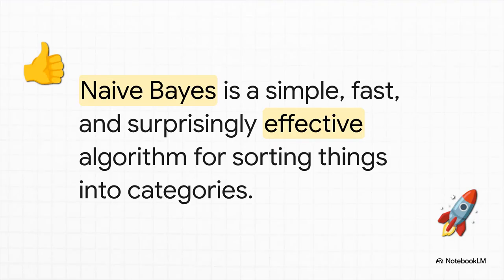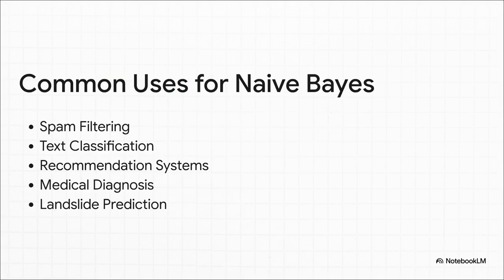Despite having naive in its name, this thing is an absolute workhorse in machine learning. It's famous for being incredibly fast, super simple to implement, and shockingly good at classification, which is just a fancy term for sorting things into different buckets. And I guarantee you've run into it out in the real world. It's the kind of thing that powers the spam filter in your email, helps classify news articles, drives recommendation engines, and is even used for things like medical diagnosis or predicting landslides. It's simple for sure, but it gets a ton of work done.